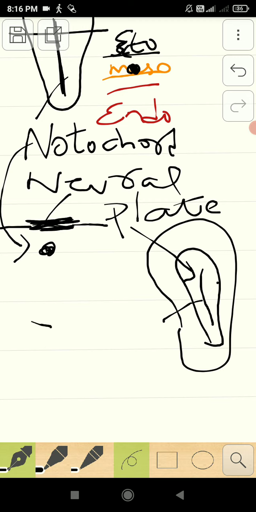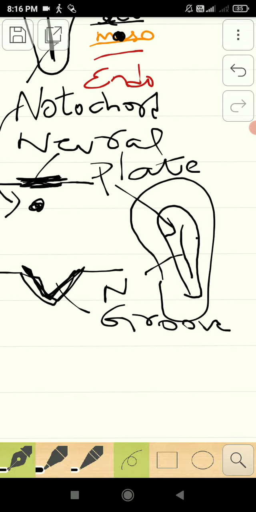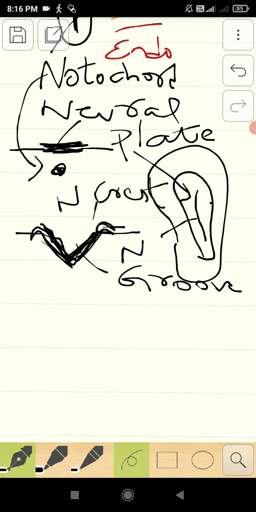I will show it here. Because it's growing so fast, there is one depression in the center. The depression is called the neural groove. This neural groove meets the surface ectoderm at an elevation that is called the neural crest. On either side of the groove, you can see there are two folds, the right side and the left side. These are called neural folds.